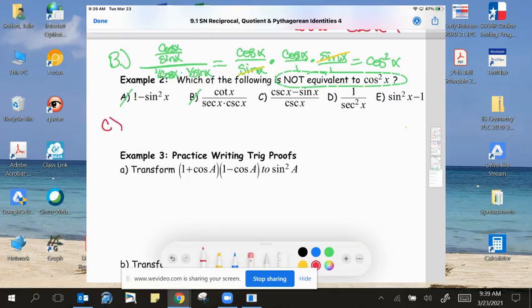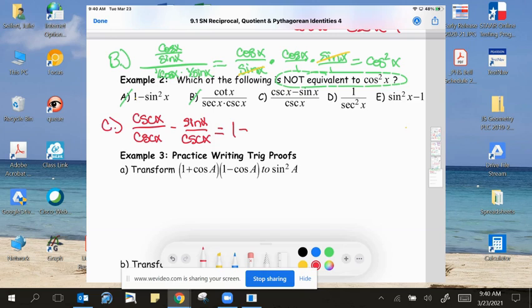Okay? In answer C, we have a subtraction in that numerator, cosecant x minus sine x, all over cosecant x. We can't divide out the cosecant x's here because of that minus sign. Okay, so we have cosecant x over cosecant x minus sine x over cosecant x. We're splitting that into 2 fractions. Both pieces are divided by cosecant x. Now, any value divided by itself is 1. So cosecant x over cosecant x is 1 minus sine x over cosecant x.